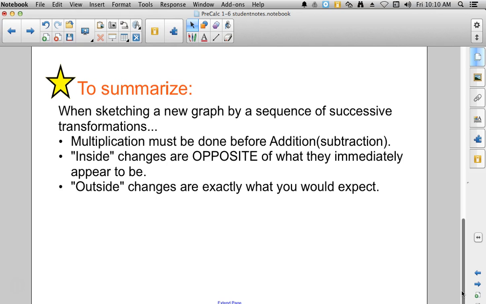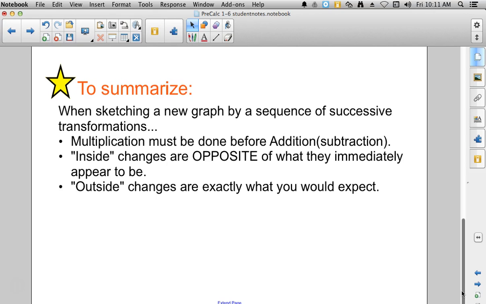To summarize, when sketching a new graph by a sequence of successive transformations, multiplication must be done before addition, subtraction. Not always, you know. The multiplication piece they're talking about is the goofy one that happened for us inside the square root. We had that -1 piece. We had to get that out of there. So this is not a set in stone thing here.